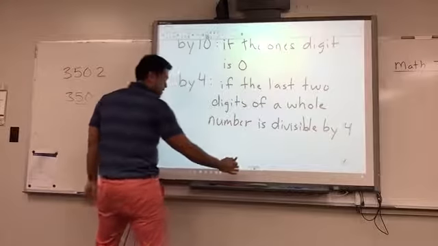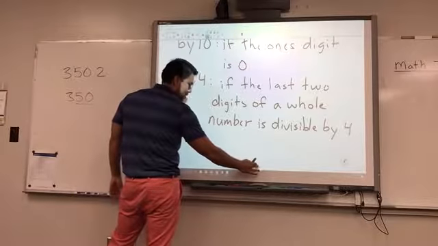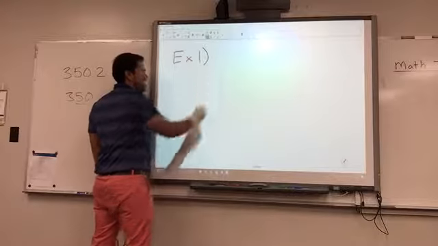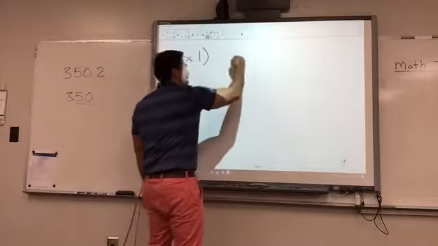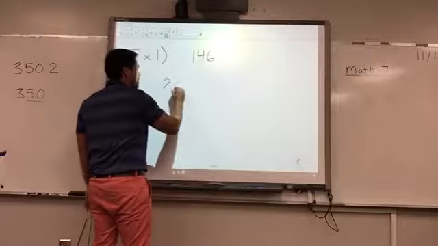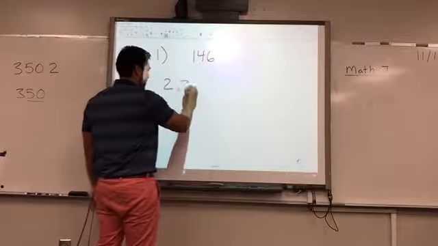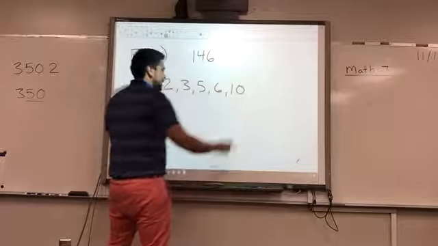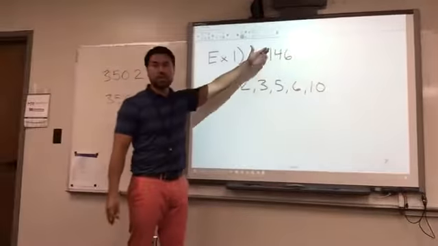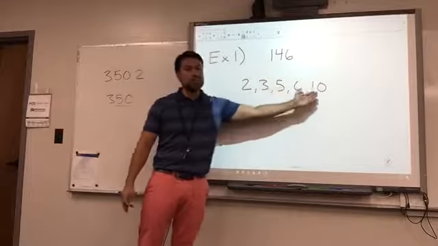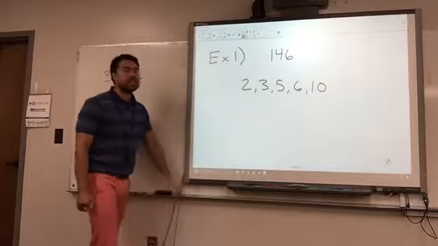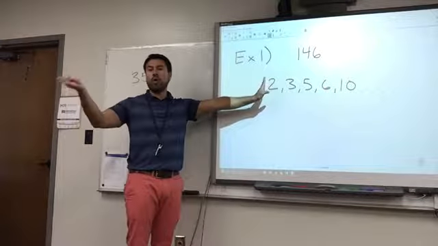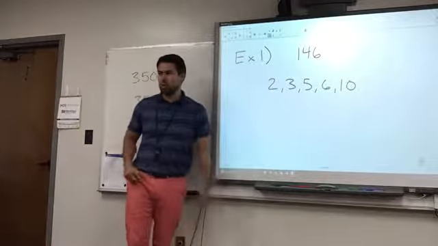Example number 1. And Nick, can you do me a favor and read it for me? Yes. Example 1. Determine whether it's divisible by 2, 3, 5, 6, or 10. Okay, so all I did, I'm doing this for you guys, I wrote the number down, and then I wrote the numbers that we can choose from. Okay, is it divisible by 2? Raise your hand, and then I'm going to ask you why or why not. So you can say yes or no, why or why not.